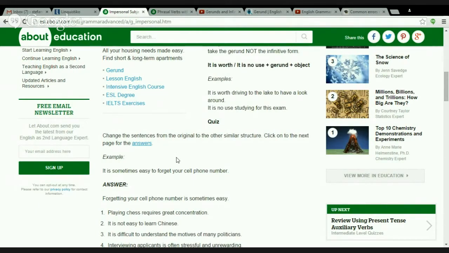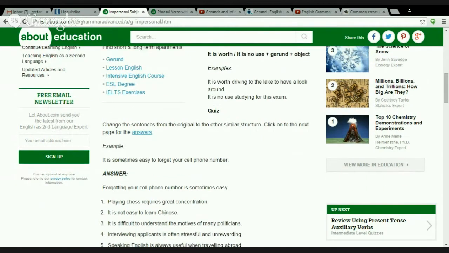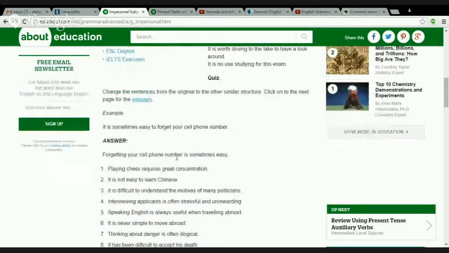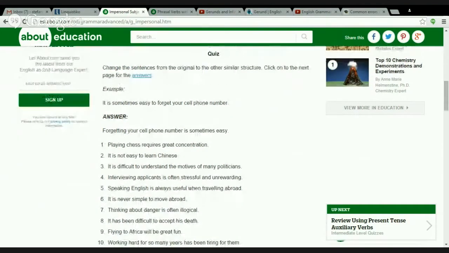Okay. So now we have a quiz. Change the sentences from the original to the other similar structure. Click on the next page for the answers. Examples. It is sometimes easy to forget your cell phone number. Forgetting your cell phone number is sometimes easy.